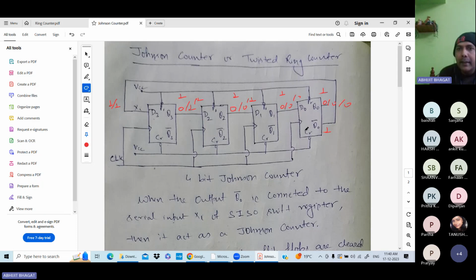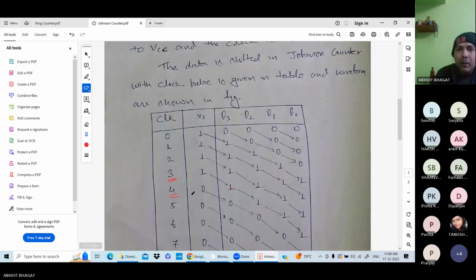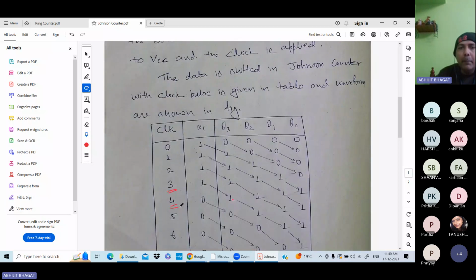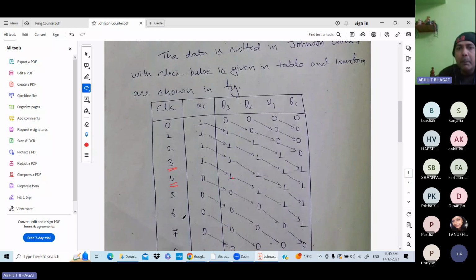So if all are 1, this Q bar is 0. After the fourth clock pulse, all these are 1, and when this is 1, your input will be 0. So this 0 is shifted to this. Now at the fifth clock pulse, again this 0 is shifted to this, and the 1s are shifted along. So at the fifth clock pulse, this is the output data.